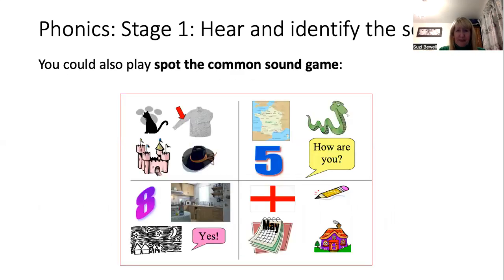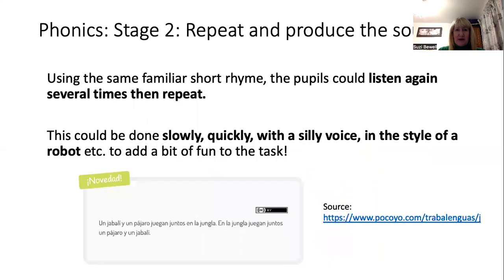Moving on, still on stage one, hearing and identifying the sound. This is a game that I like to play sometimes in my language lessons, perhaps as a starter, and it's called Spot the Common Sound. So here, for example, you've got the sh in chat and chemise. You've got the s sound in serpent, ça va, cinq, and so on. You could come up with some of your own very easily just with a few clip art pictures.